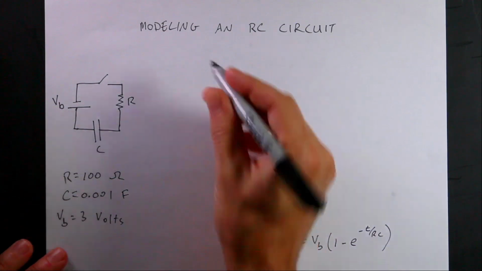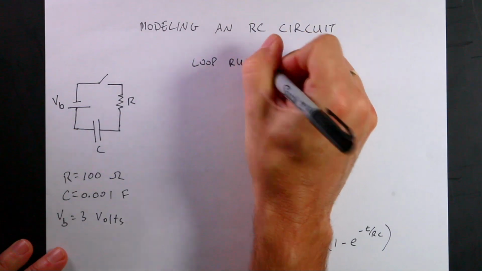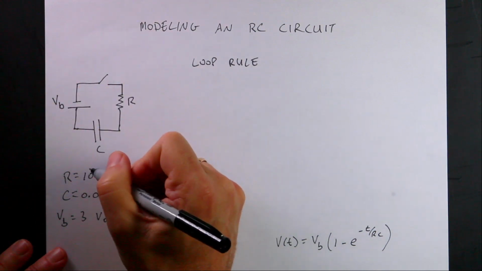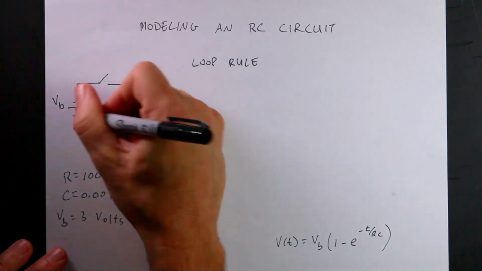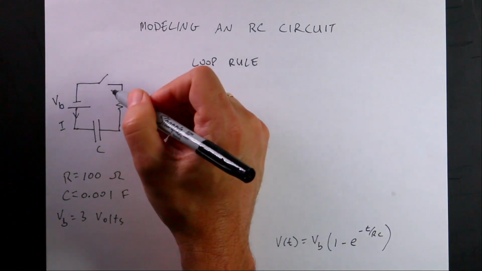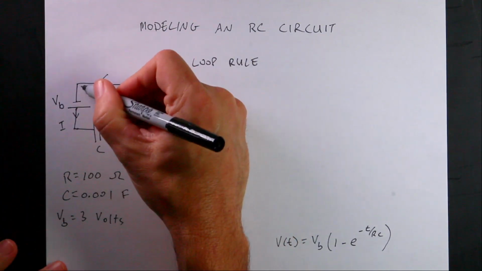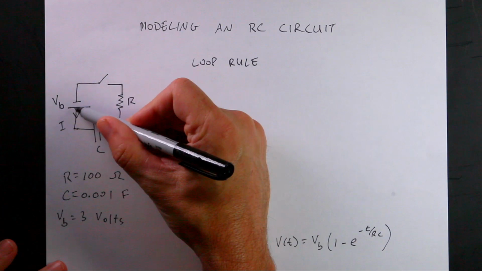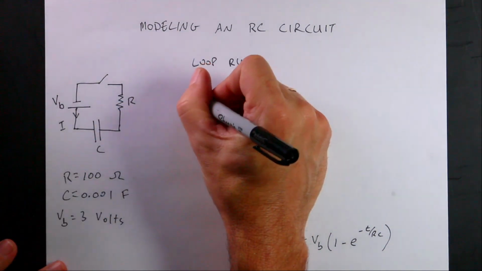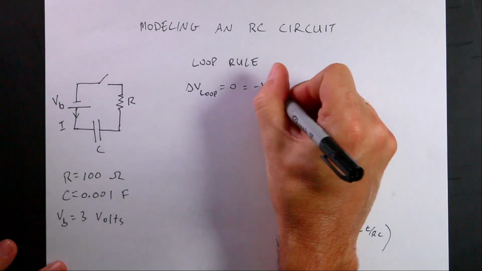So let's just start off with the loop rule. In circuits we have the loop rule, and this says if I start right here and I go around the loop, the voltages should add up to 0. Let's call the current I. I'm going to start here and go across the battery, and since that's the positive side, I'm going to get a negative VB. The battery voltage I'm calling VB. So I get delta V loop equals 0, and that's going to be negative VB.